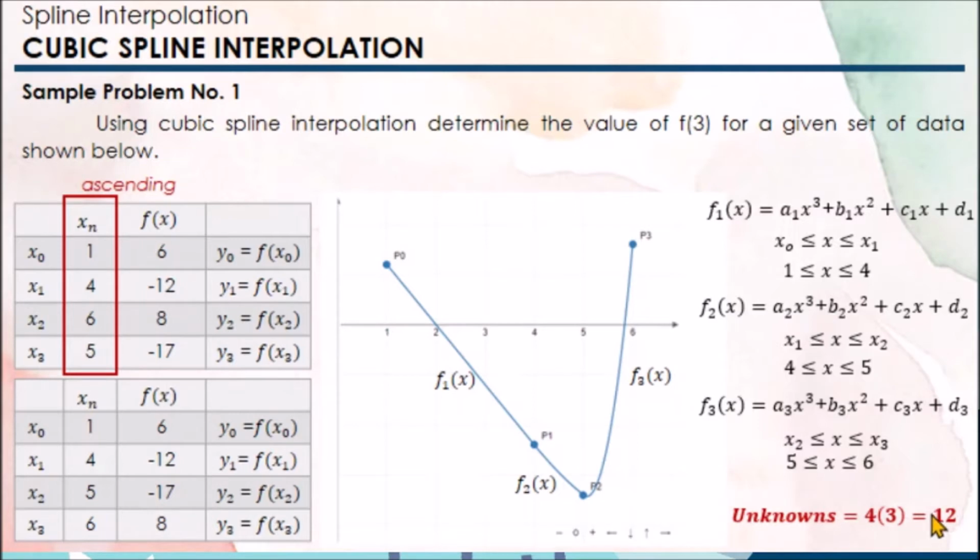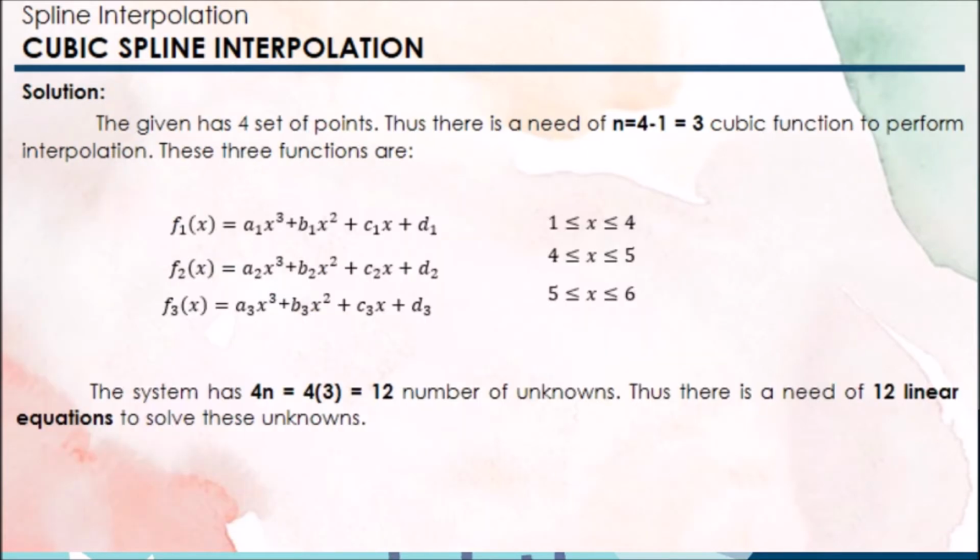our unknowns will be 12, since we have three equations. So we have 4 multiplied by 3, so our unknowns are 12. The given has 4 sets of points. Thus, there is a need of n is equal to 4 minus 1 is equal to 3 cubic functions to perform interpolation.